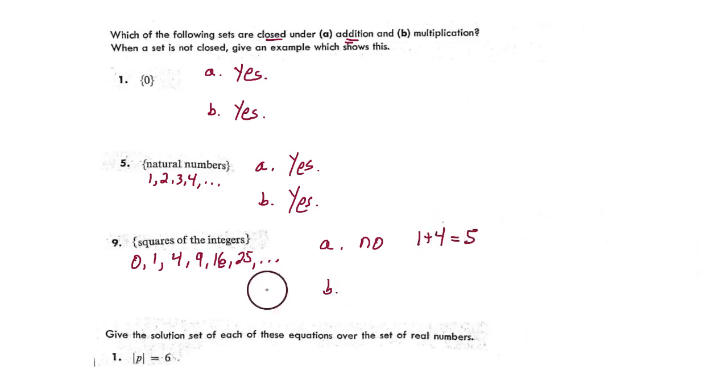What about multiplying? 0 times 0 makes 0, which is in there. 0 times 4 makes 0, which is in the list. 1 times 1 makes 1, which is in there. 1 times 9 makes 9, that's in there. 4 times 25, that's 100. 100 is also the square of an integer. It's 10 squared. I think this answer is yes. I cannot find a counterexample.